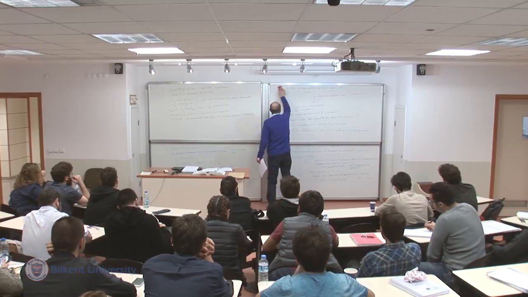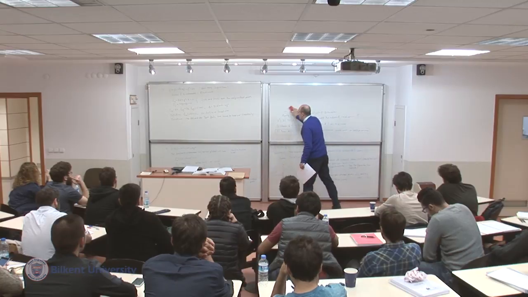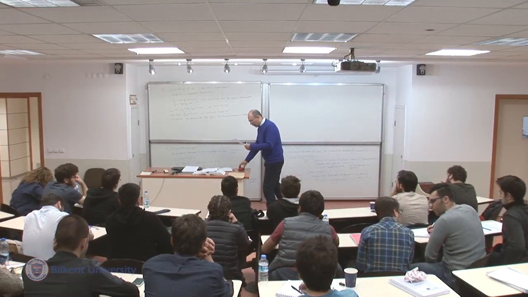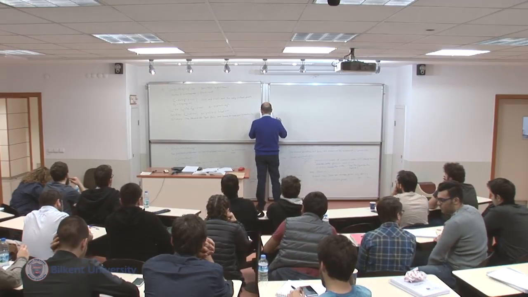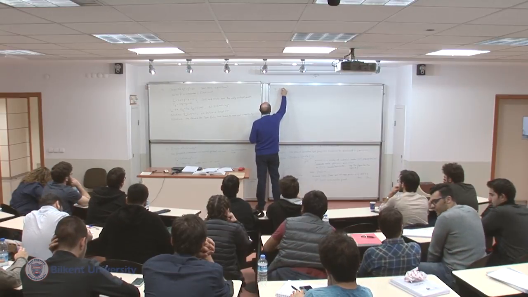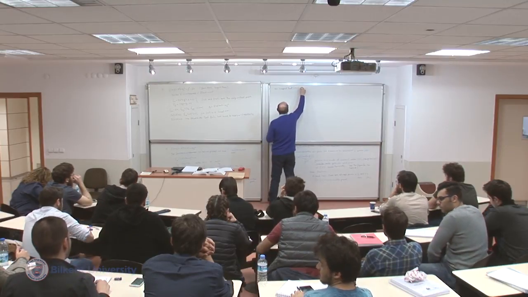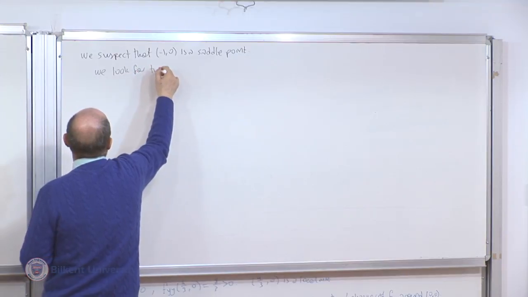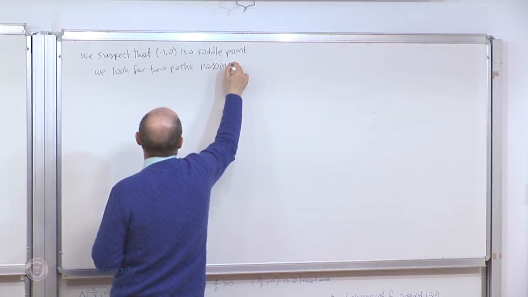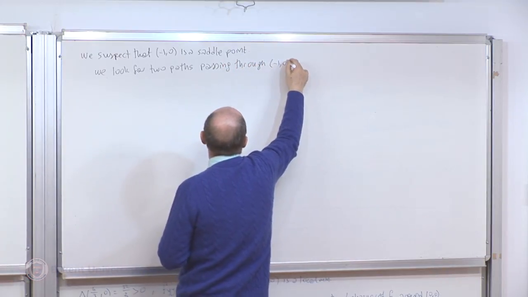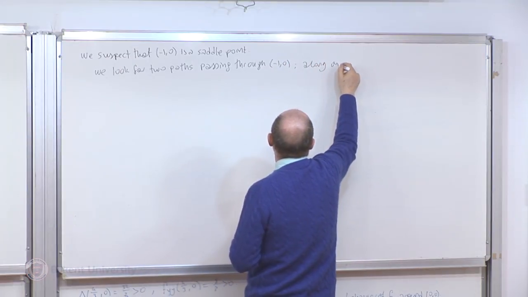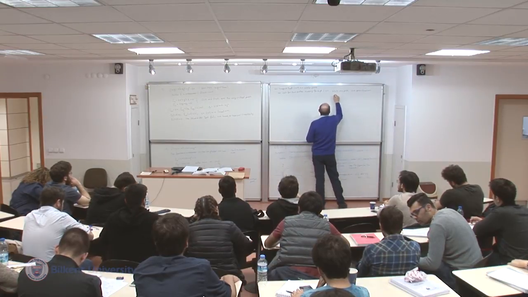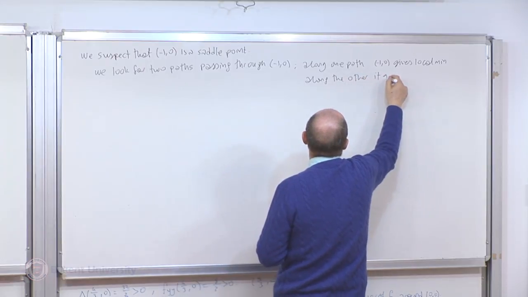So this is how you do it. The first path is very easy. If you look at this, you restrict the function to the x-axis. Then you will see whether at that point the function has a minimum or maximum. So we suspect that (-1, 0) is a saddle point. We look for two paths passing through (-1, 0) such that along one path, (-1, 0) gives a local min, and along the other it gives a local max.